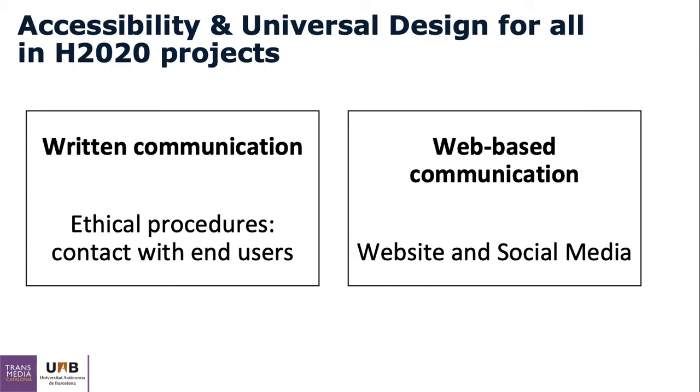Let's focus on how we manage accessibility and universal design for all in our research and innovation projects. Communication is a main pillar in H2020 projects. On one side, we have written communication, which is mainly the ethical procedures and includes all types of documents given to end users before starting any interaction. For instance, when testing any technology with a group of users.